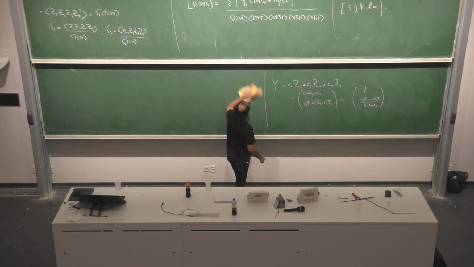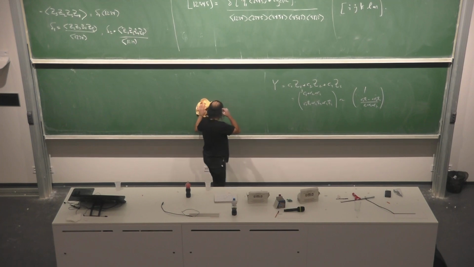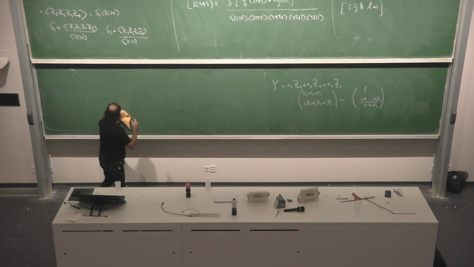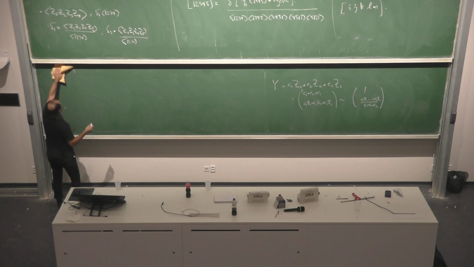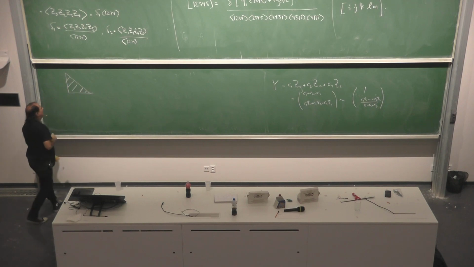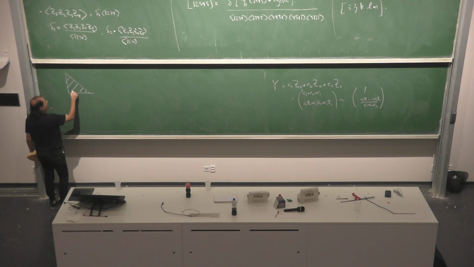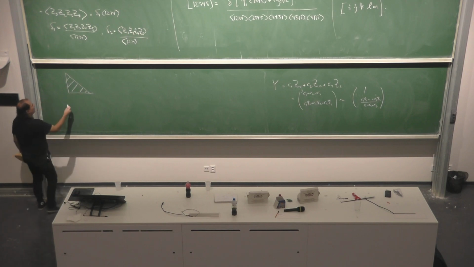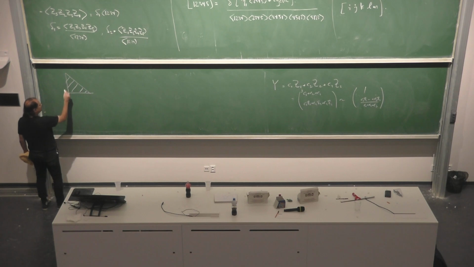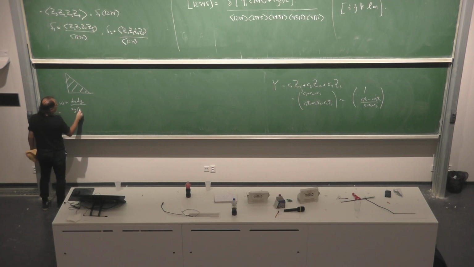So actually, since we're here, let's keep on going. Now, remember, we talked earlier today about if you have the interior of a triangle, and I wrote it like this. We asked, what is the canonical form for this triangle? And we said that omega was dx dy over x, y, 1 minus x minus y. Right?